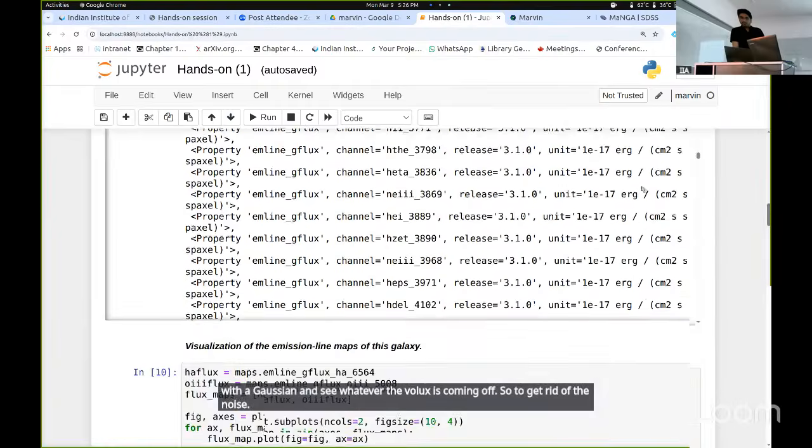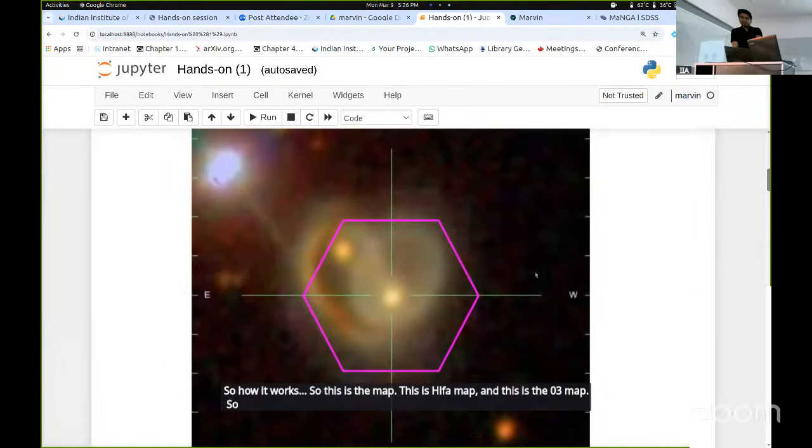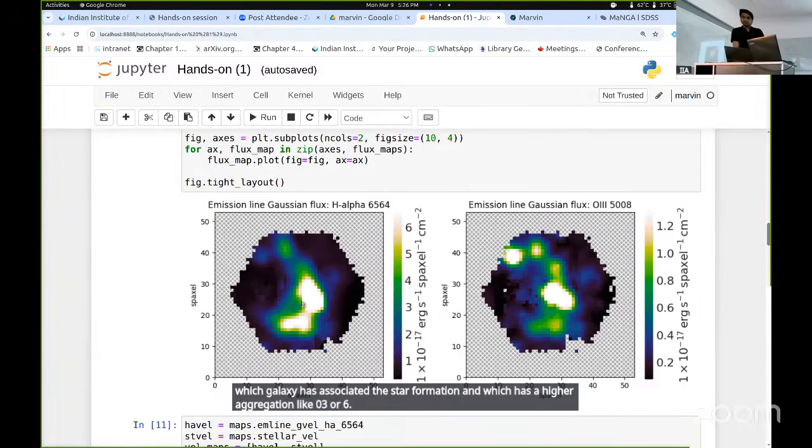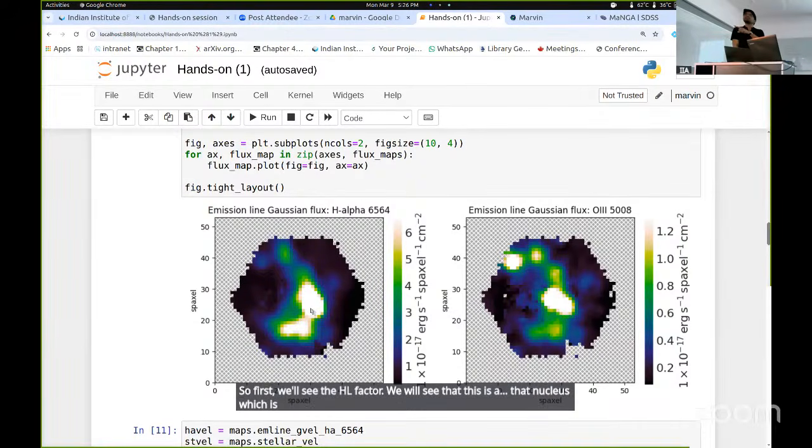So how does it work? This is the map. This is the H alpha map and this is the O3 map. This is the image. You can see two nuclei are there, right? Now we want to see which galaxy has associated star formation and which has high ionization like O3. First we will see the H alpha map. You can see that this is the nucleus at the center, which has H alpha emission, but the other nucleus does not have H alpha emission that prominent. But in the O3 map, it is more prominent.